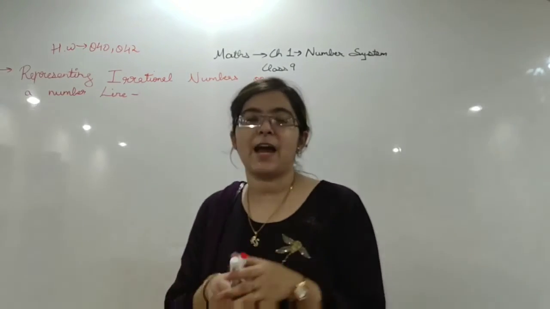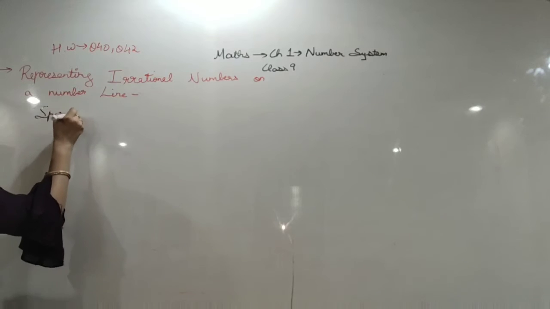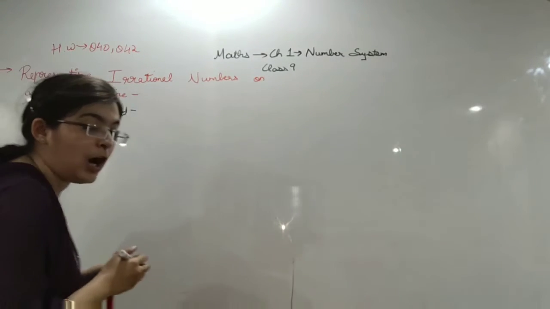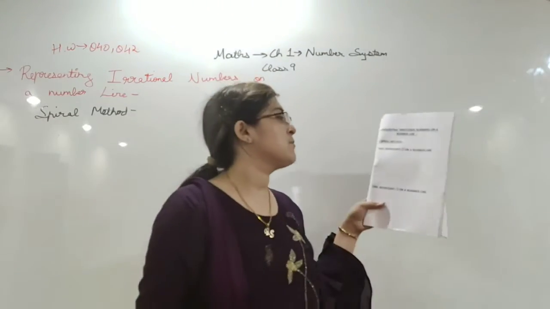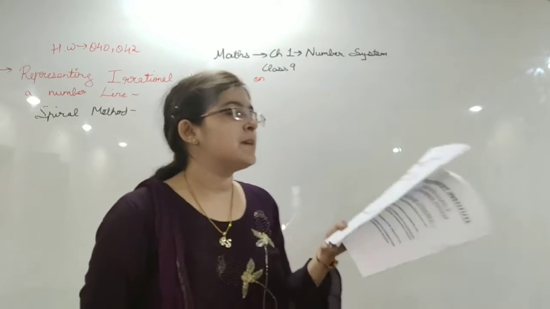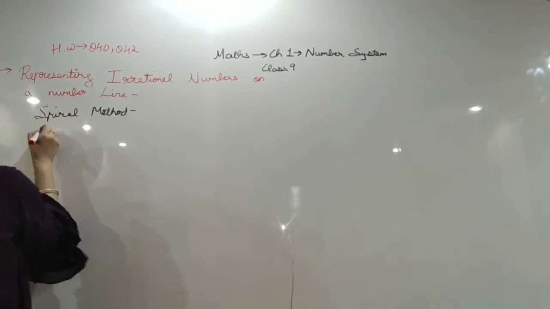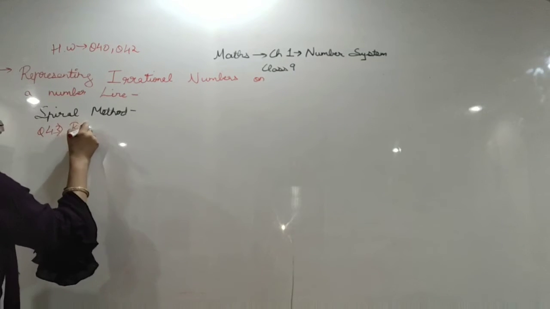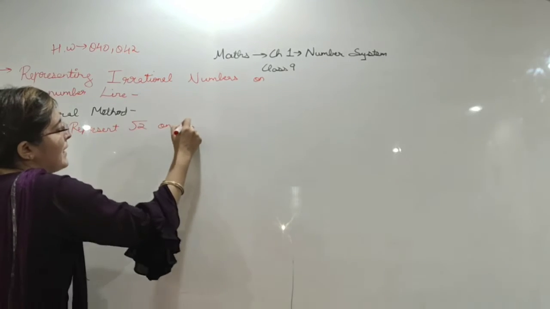Today we are going to start the first method, which is your spiral method. You will understand with the help of a question how we represent it. So let's start. Students, see your question booklet, question number 43. It is saying, represent root 2 on a number line.